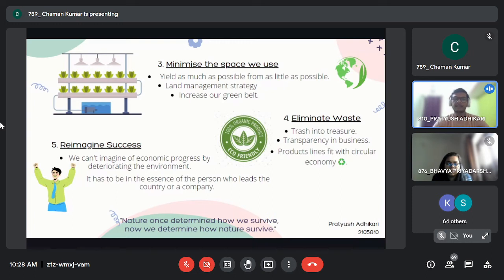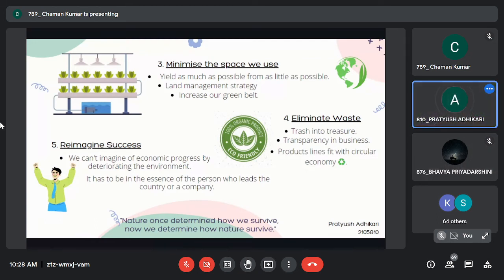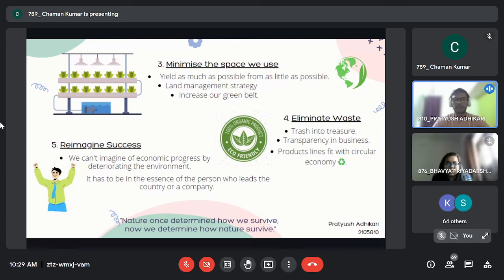It has to be in the essence of the person who wants to lead the country, or who is leading the country or a company, that we can't think of economic progress if we are deteriorating our environment. Here is the truth. Nature won't determine our survival. Now we determine nature's survival.